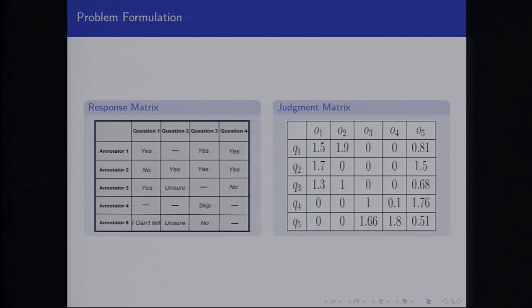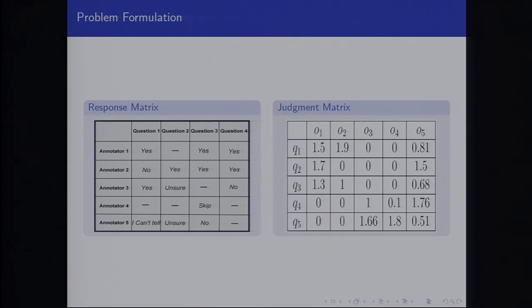The maximum weight for a particular question will be the final answer. In the response matrix for question 1 there are multiple opinions: yes, no, yes, and I can't tell. What will be the final aggregated answer from these multiple options? According to majority voting, yes will be the final answer.